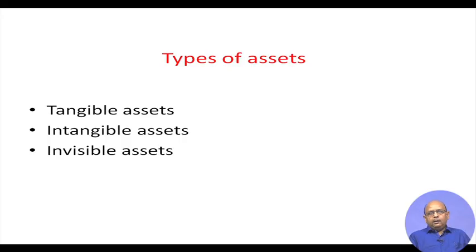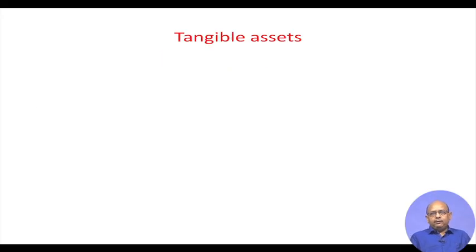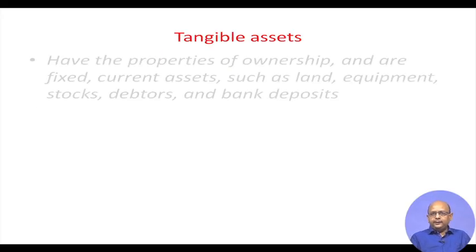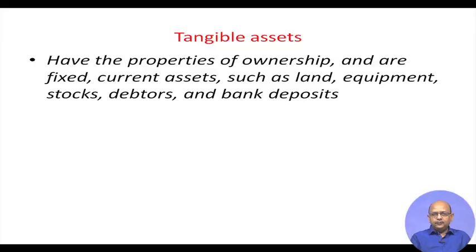So, moving on, first of all we will talk about the first kind of asset, that is tangible assets. Tangible assets we all understand. These are basically fixed and current assets like land, equipment, stocks, debtors, bank deposits, everything which could be measured financially, right. That is basically the property of the organization. The organization has different kinds of assets, maybe bank deposits, and property in terms of land, equipment, stocks.